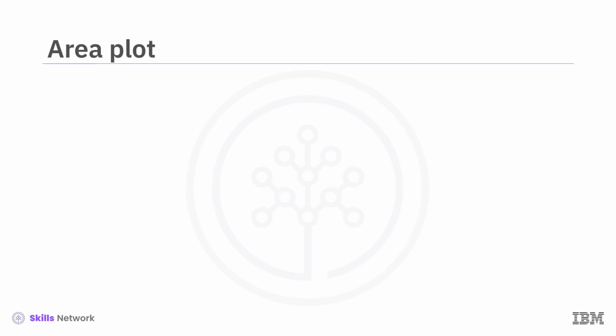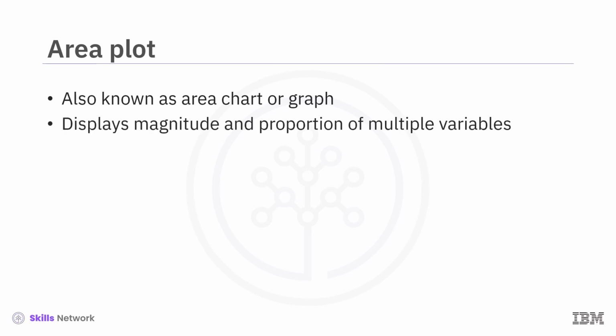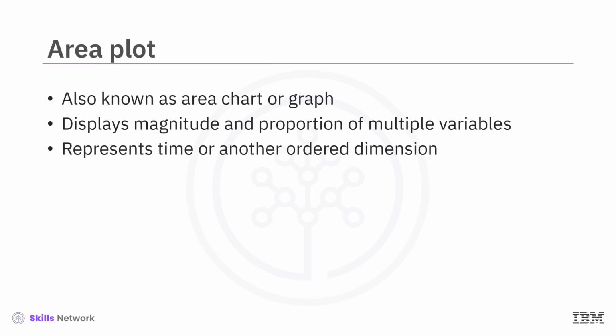So, what is an area plot? An area plot, also known as an area chart or graph, displays the magnitude and proportion of multiple variables over a continuous axis, typically representing time or another ordered dimension. It's similar to a line plot, but with the area below the line filled with color to emphasize the cumulative magnitude of the variables. This kind of graph is commonly used when trying to compare two or more quantities. Let's learn how to generate an area plot with Matplotlib.